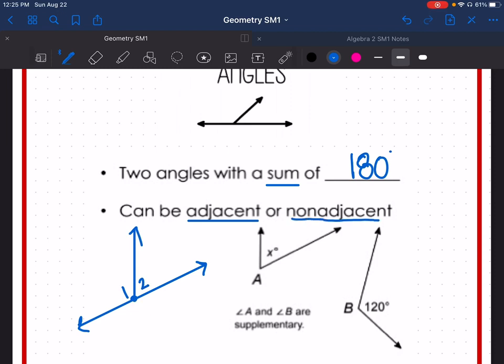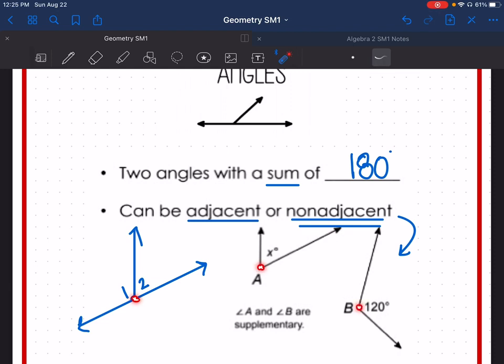Or they could be non-adjacent, which is what these angles are right here. Notice that these two angles do not share a vertex.